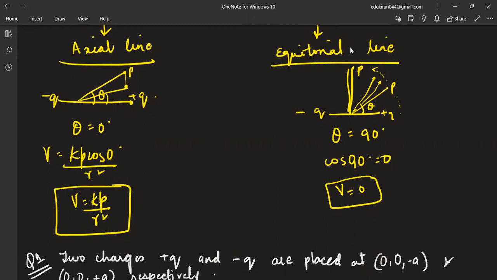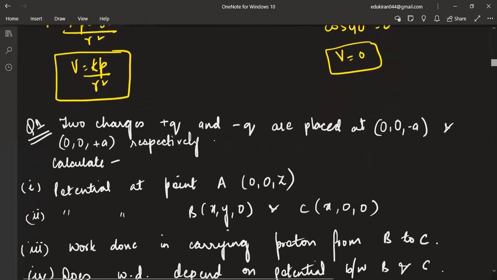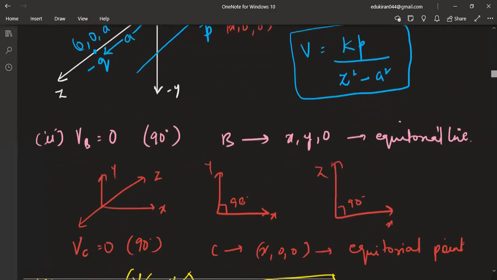From this part, statement-based questions are asked. So statement-based questions are important from that element. All right. So like for equatorial, what is the potential, questions will be based on that.